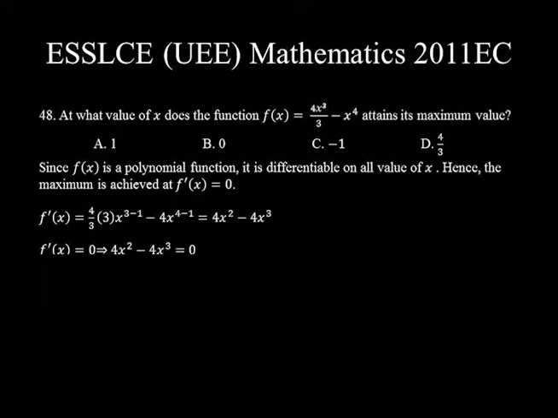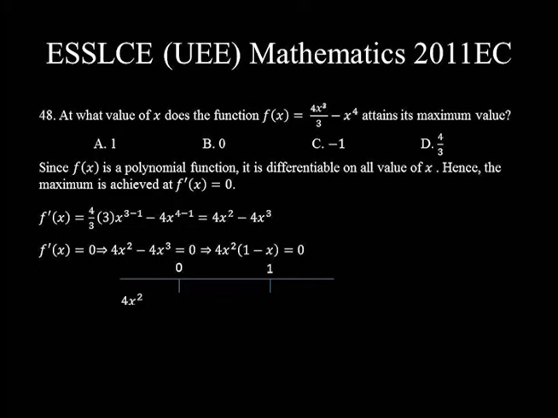Let's take 4x squared as a common factor: 4x squared times (1 minus x), which is equal to 0. Let's use a sign chart to determine the maximum value. 4x squared is equal to 0 when x is equal to 0. 1 minus x is equal to 0 when x is equal to 1. So let's determine the signs of 4x squared and 1 minus x in each of these three compartments.